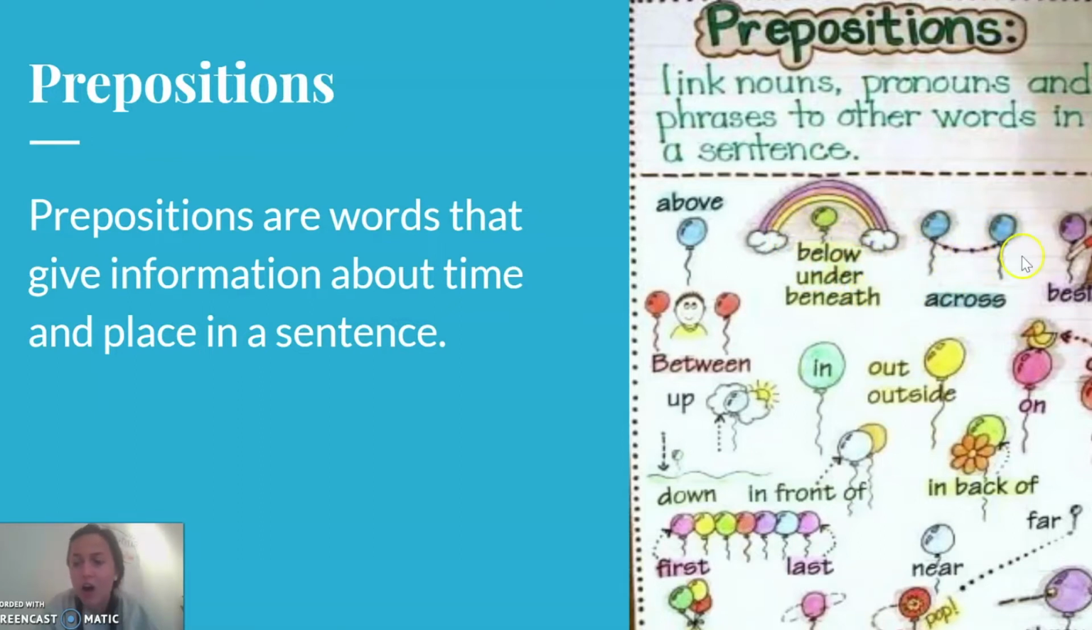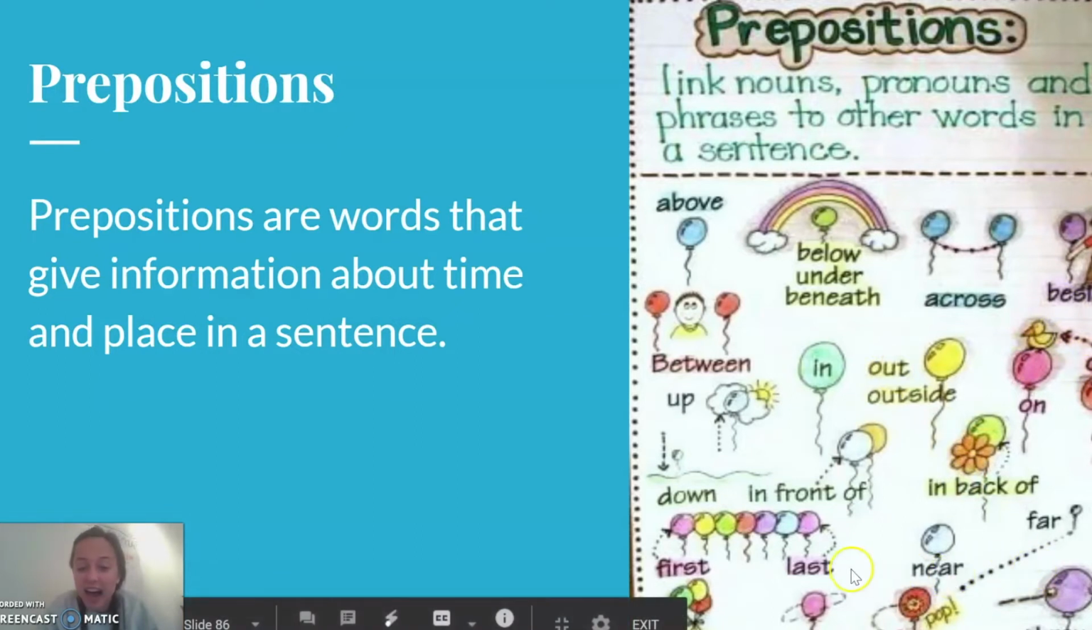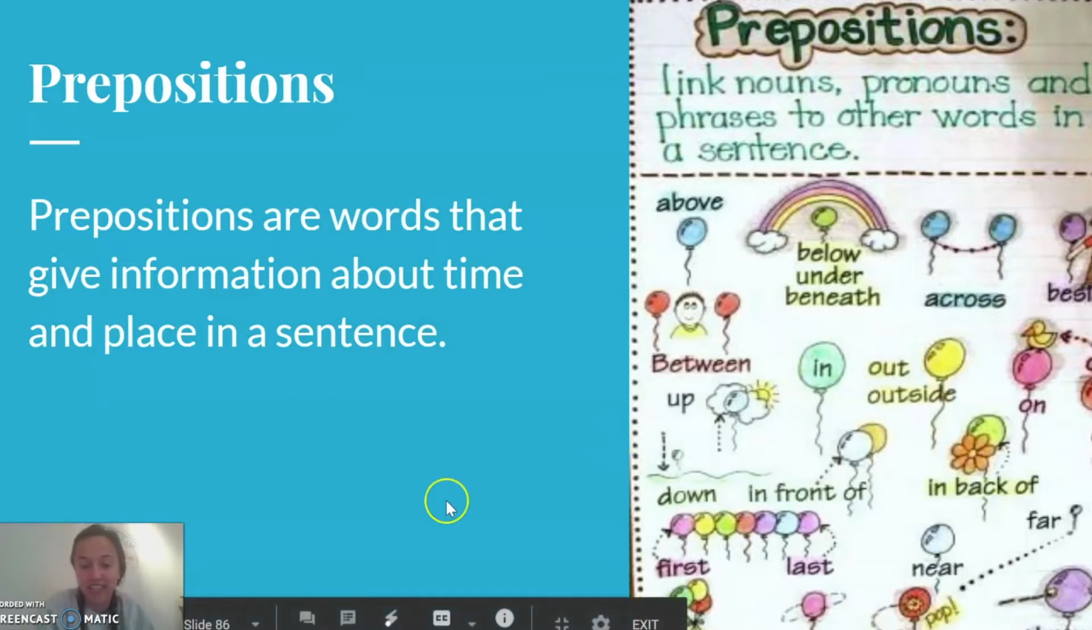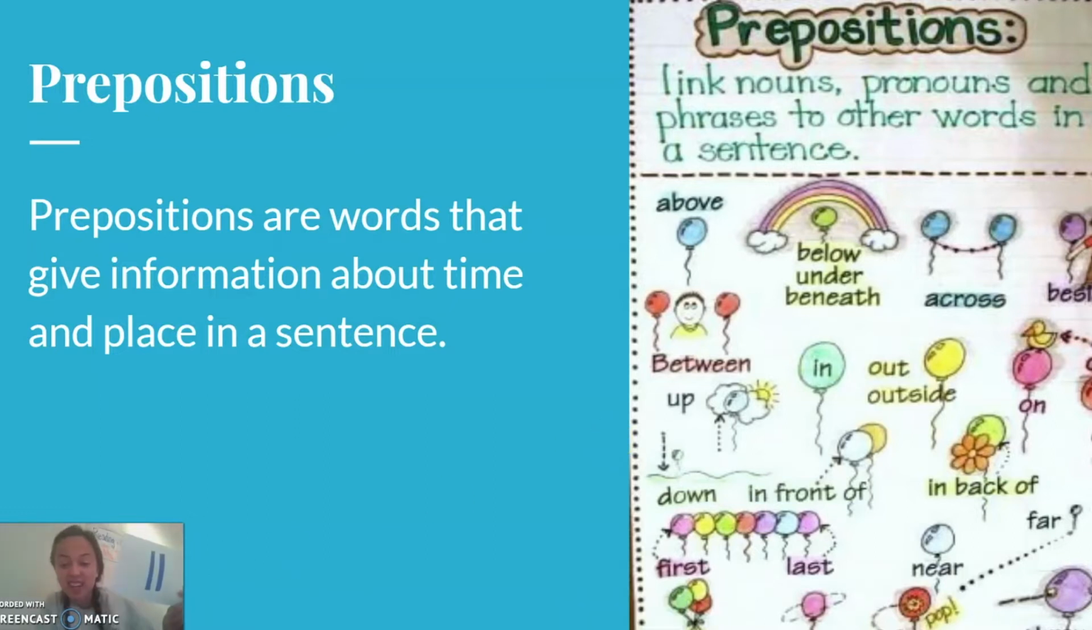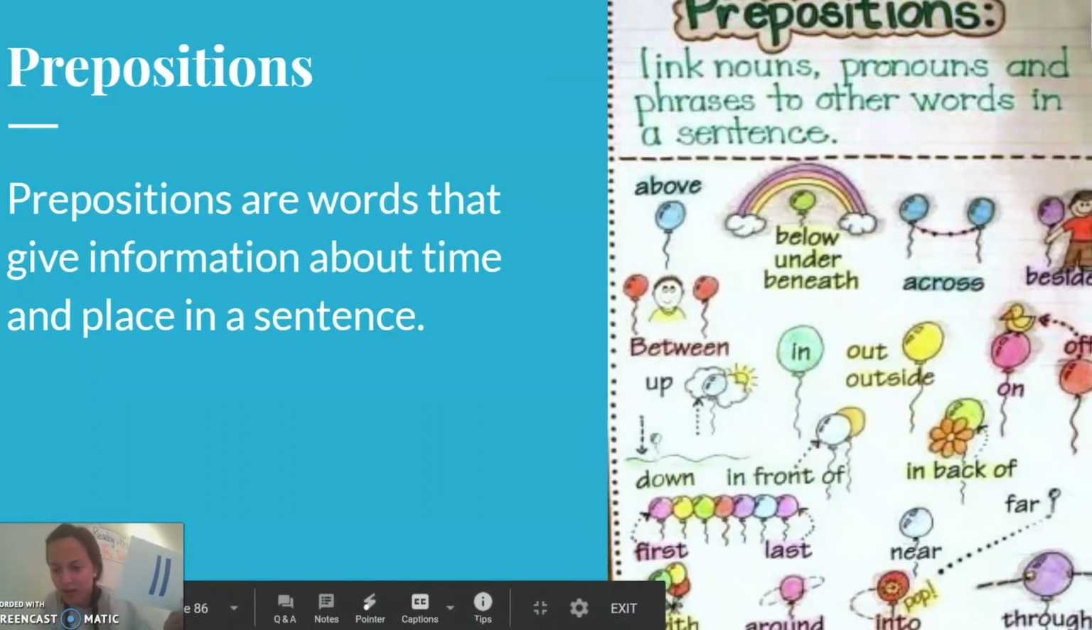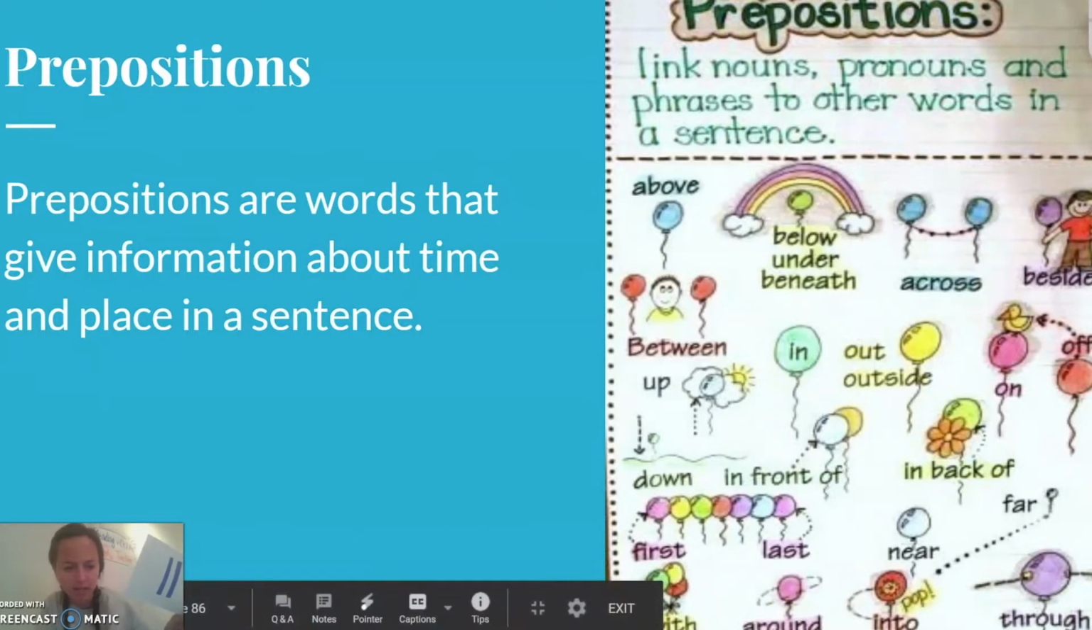The balloons here are across. This balloon is beside the boy. Some other prepositions are in, out, in the back of, on, off, far, near, last, first, down, in front of. All of these preposition words are giving information about time and place in a sentence. Pause the video and read through these prepositions. There's a lot of prepositions, and think about where the balloon is. What does that preposition mean?